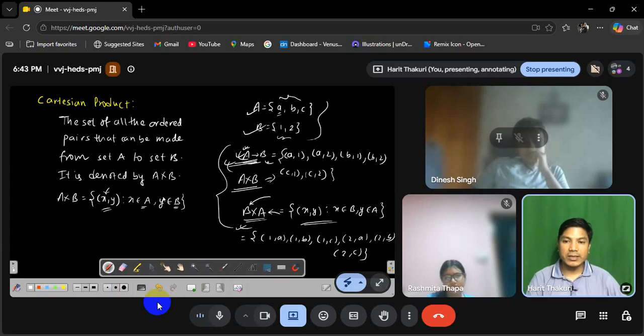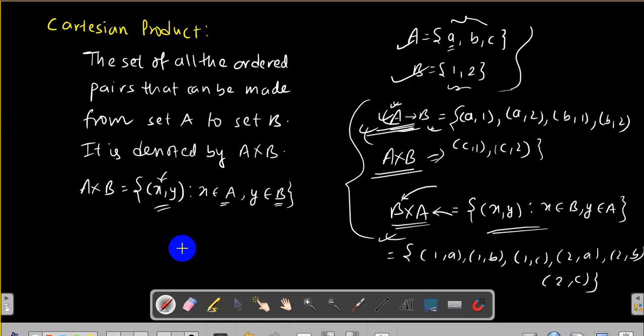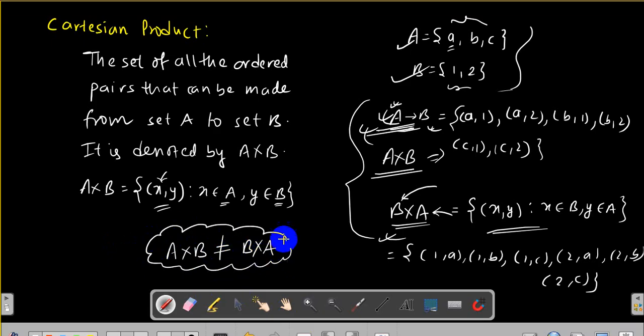So, that is why A cross B and B cross A are different things. So, that is why in Cartesian product A cross B is not equal to B cross A.